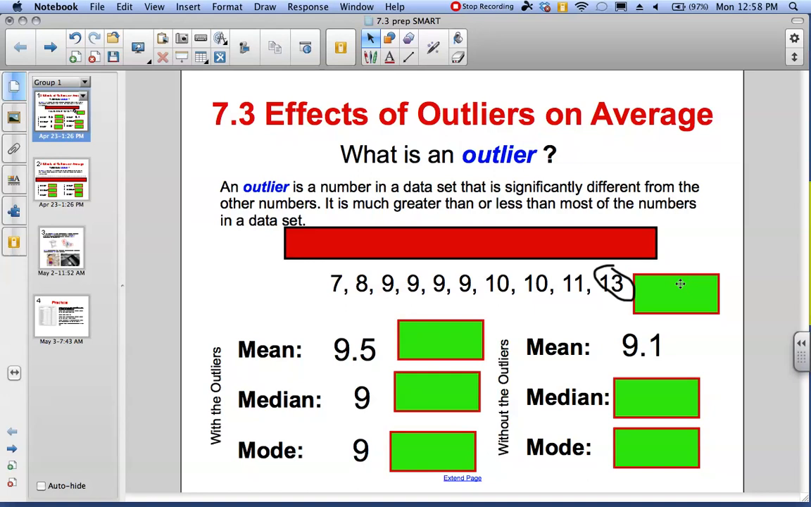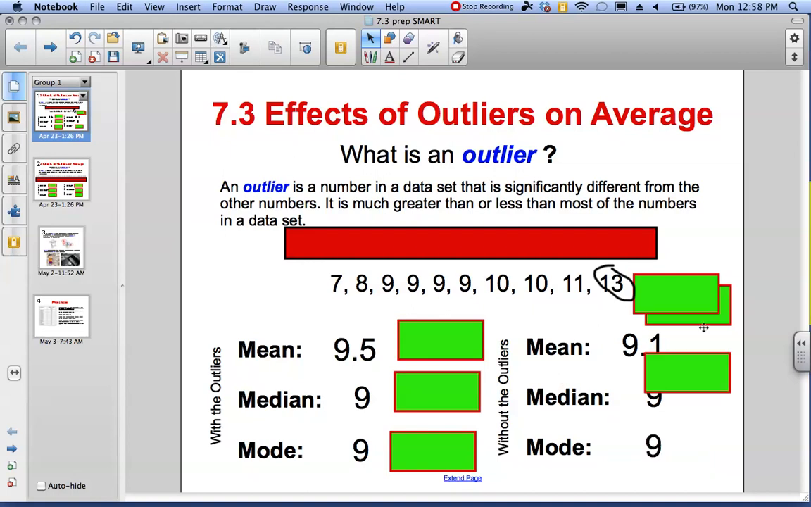The median, when we take a look at the numbers, is now for a 9-number data set, so in the middle would be 1, 2, 3, 4. The 5th number now is the median, so the median here is 9. And again, mode, the number you see most often, continues to be 9, because there are still four 9s.